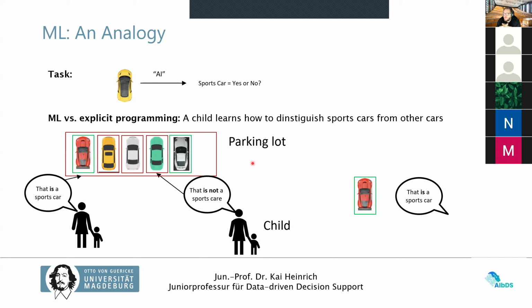Okay, so the basic concept of machine learning. I want you to imagine the following example. Imagine that a mother here wants to teach a child, the child is right here, what a sports car is, so that the child is able to go on a parking lot with cars the child has maybe not seen before, maybe has seen before, and determine for each car: this is a sports car, yes or no.